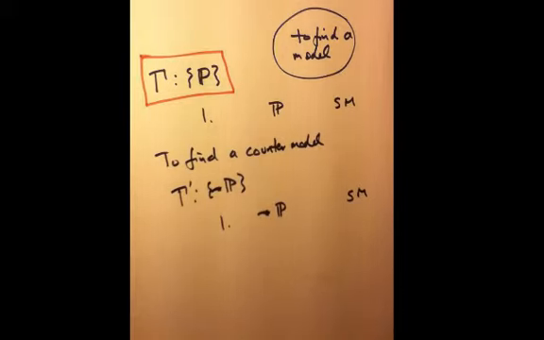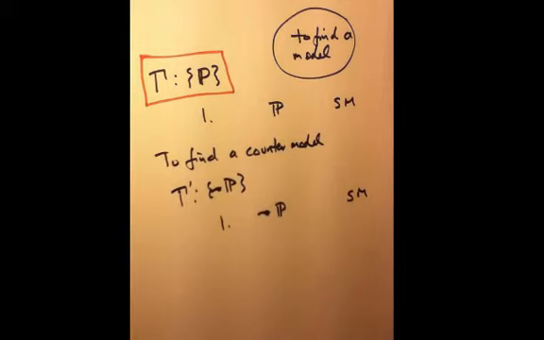So, to say it differently, when a sentence has a counter model, it is not a tautology. Or, to say it differently yet again, a sentence is a tautology if and only if it does not have a counter model.